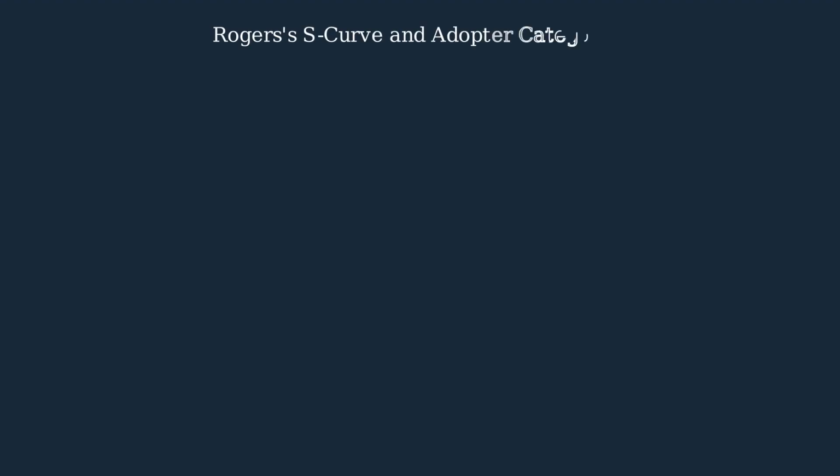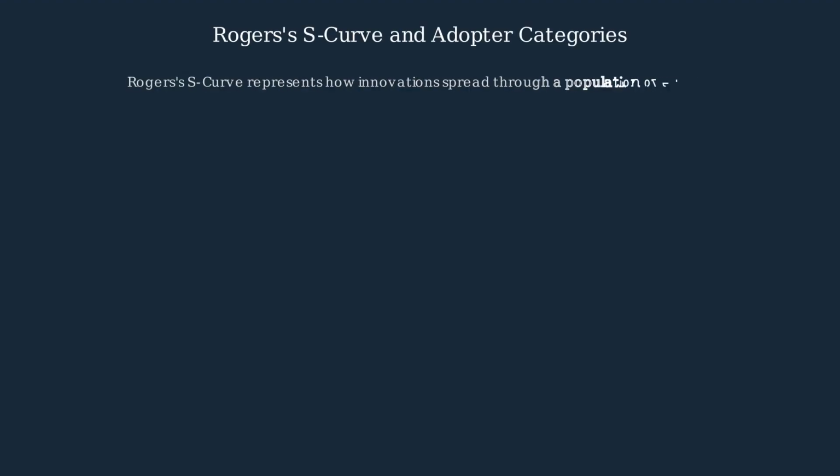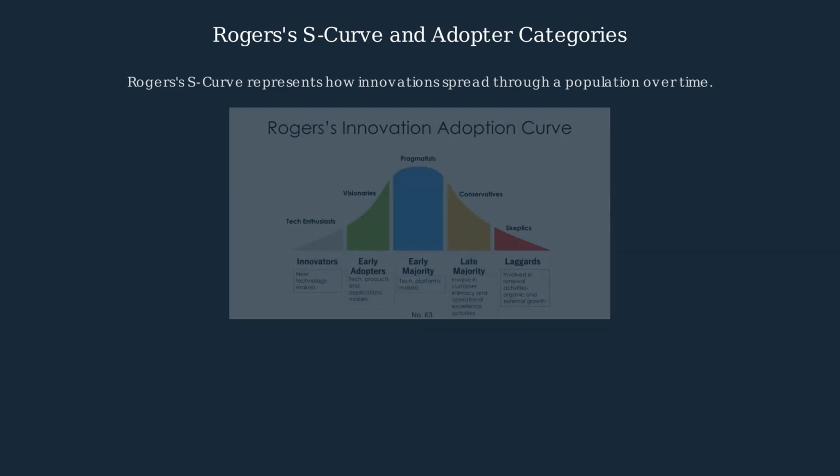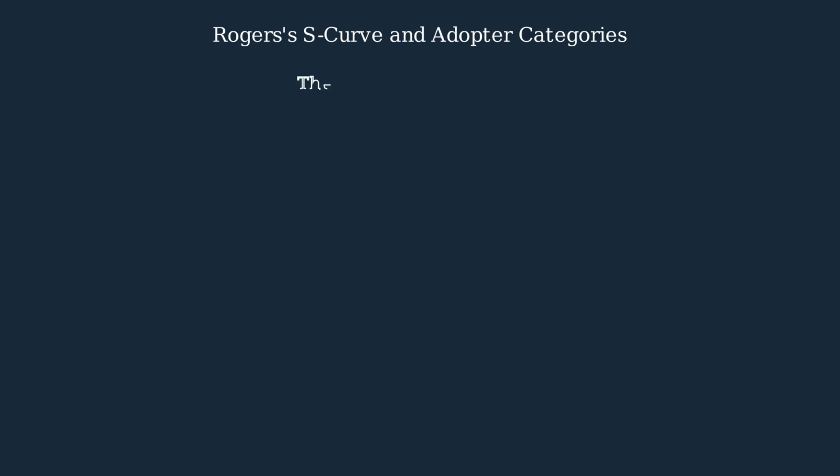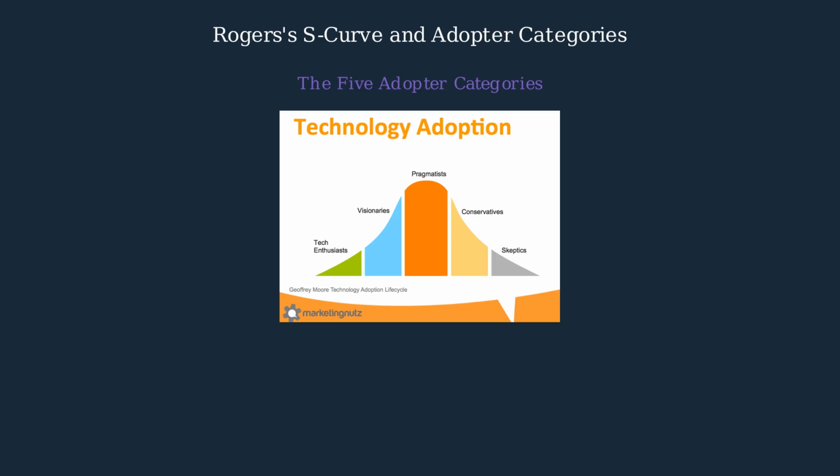Rogers' S-curve provides a visual representation of how innovations spread through a population over time. The S-curve shows that adoption starts slowly, accelerates as more people adopt, and then levels off when most potential adopters have embraced the innovation. Everett Rogers identified 5 categories of adopters, each with distinct characteristics and roles in the diffusion process. These 5 groups adopt innovations at different rates and represent different segments of the population.